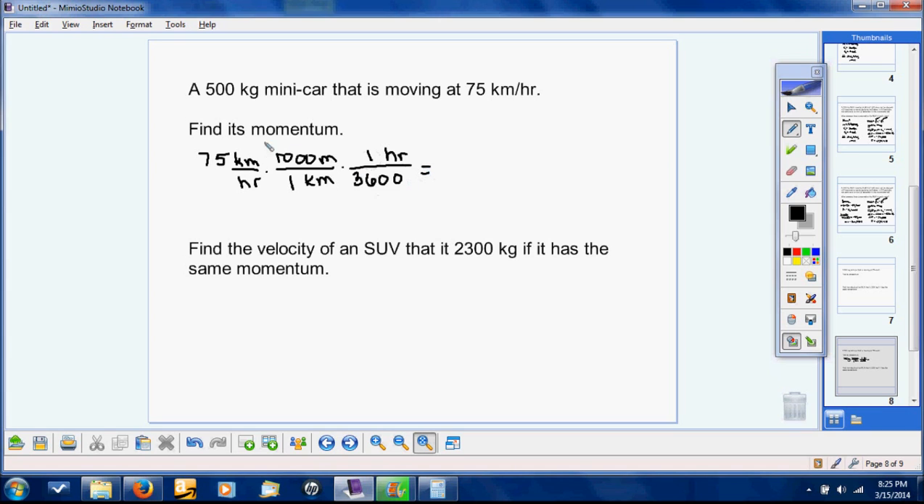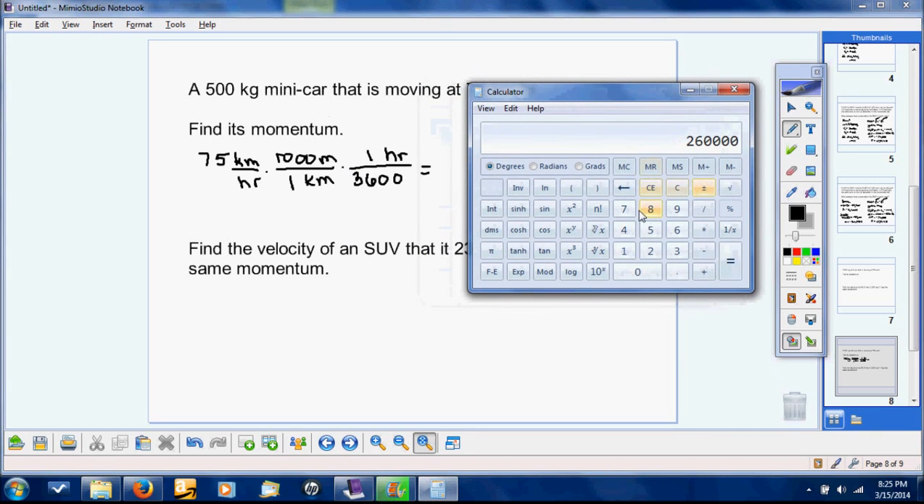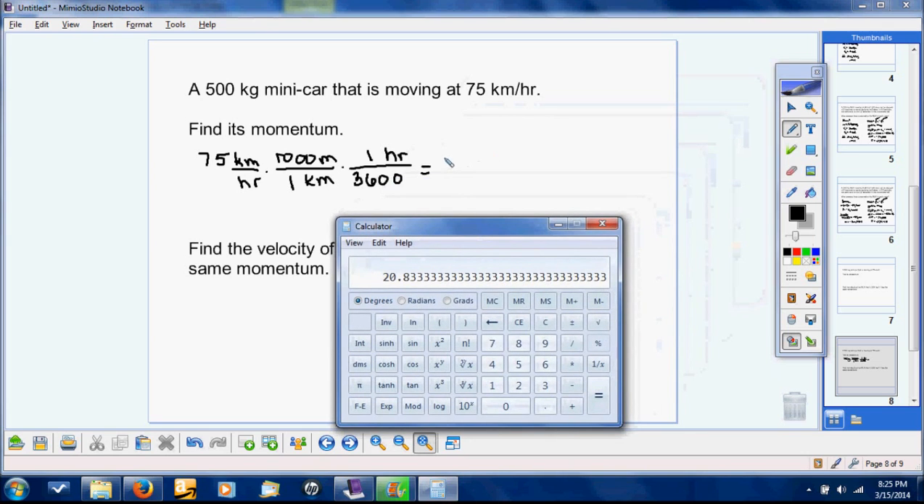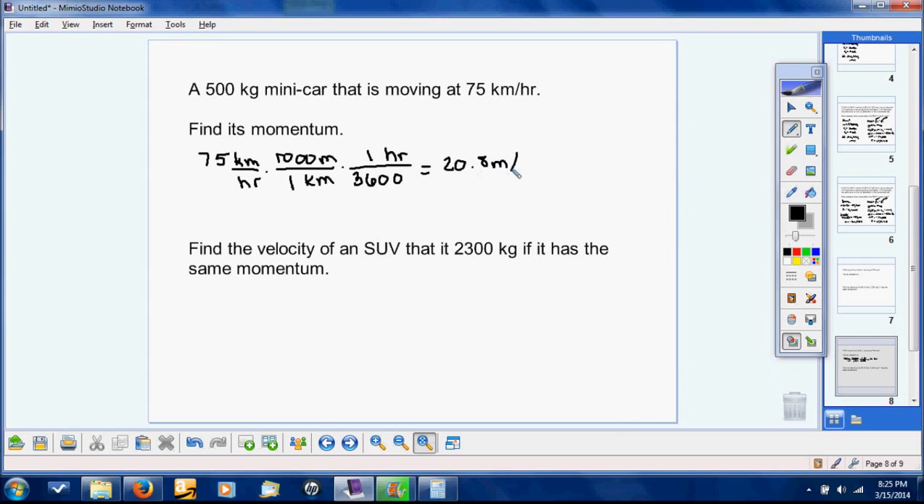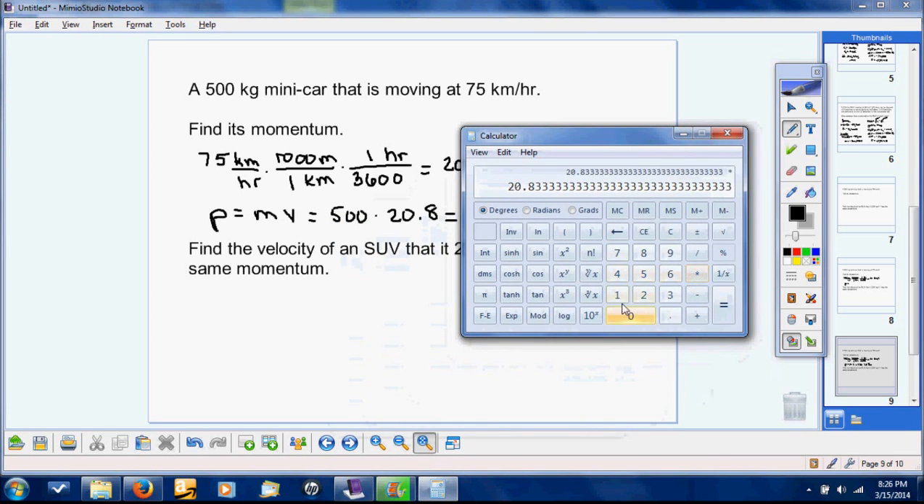So basically what this means is that you're going to take 75 and, by canceling out, divide it by 3.6, and we get 20.8, so about 20.8 meters per second. Alright, so this car is going at 20.8 meters per second, so its momentum, P, equals, think about the momentum equation, P equals m times v, which equals 500 times 20.8. So let's do the answer that we got here times 500.